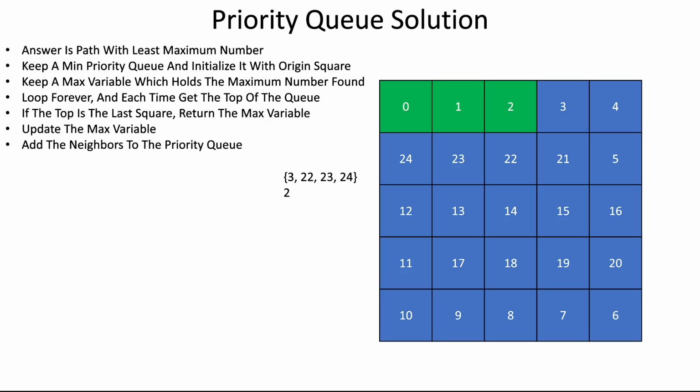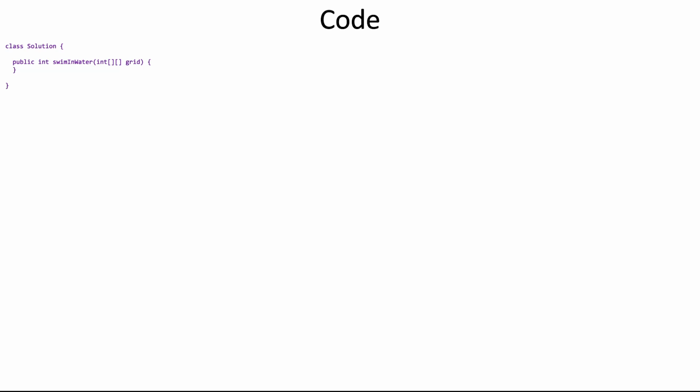Then we pop 2 since it's the smallest, and add its neighbors, which are 22 and 23. We do this for 3, and we add its neighbors, and so on.